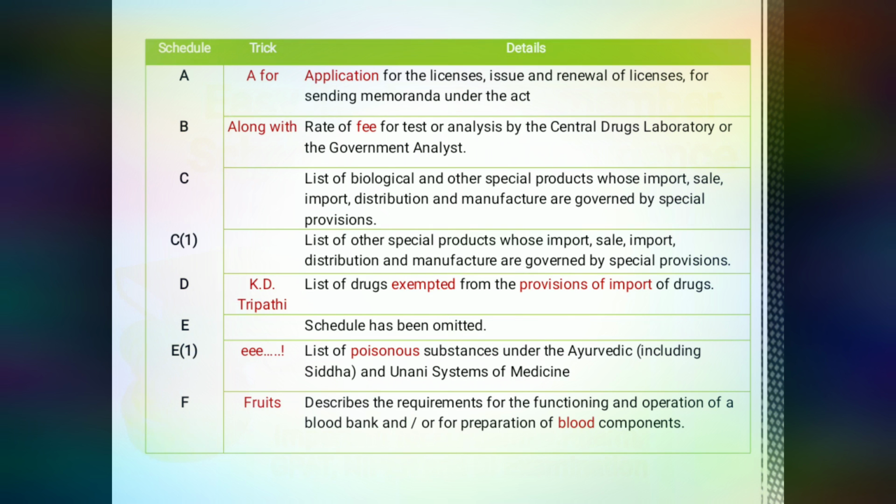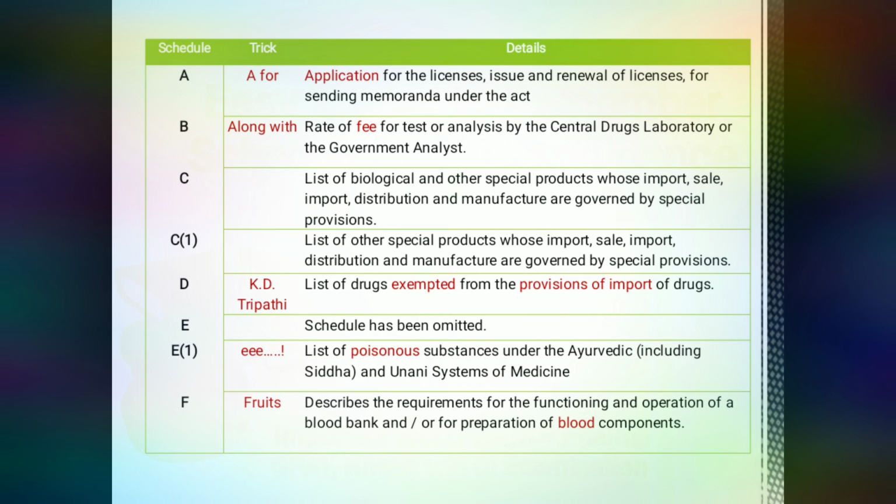So now starting with all the schedules. Schedules are as per alphabetical order. So Schedule A is for application. You can remember this like A for application. Schedule A states the list of forms used for making application for issuing license, granting license or sending memorandums.